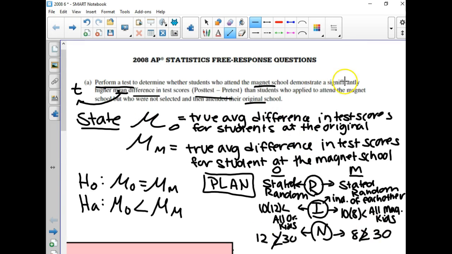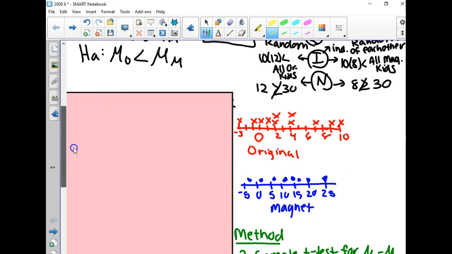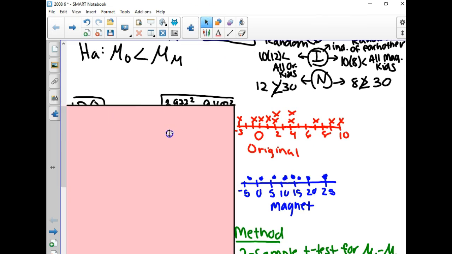And we want to see if the students who attended the magnet school, let me highlight this, demonstrate a significantly higher mean difference in the test scores. Well, the way we set it up with the original versus the magnet, we needed to make sure the mean of the original is less than the mean of the magnet. And that is actually the same as the magnet school being higher. So now, after we did the plan, we're at the do part. I'm going to just slowly bring this down.